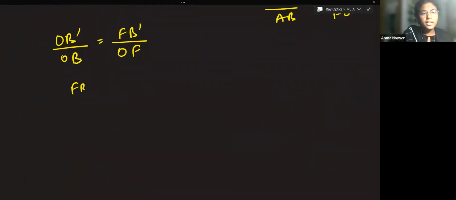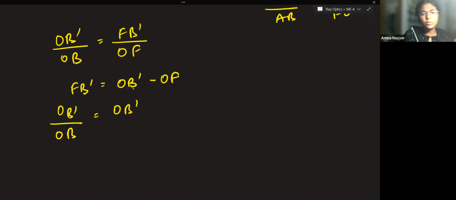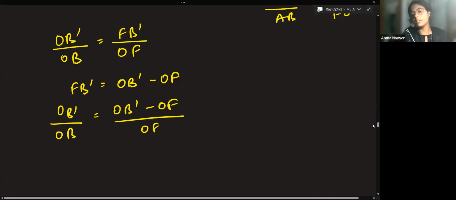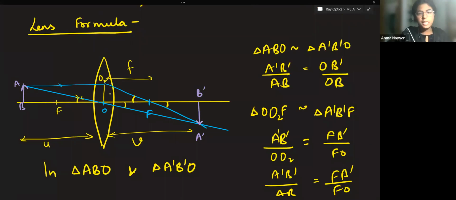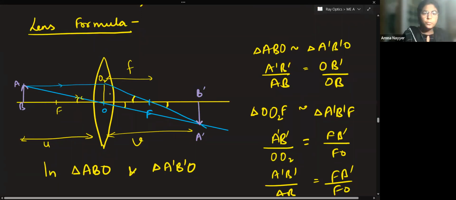So FB dash is equal to OB dash minus OF. So put it over here. So OB dash by OB is equal to OB dash minus OF divided by OF. Now see what are the meanings of these terms that I have written. OB dash is actually the image distance V, right? And OB is the object distance and OF is the focal length.